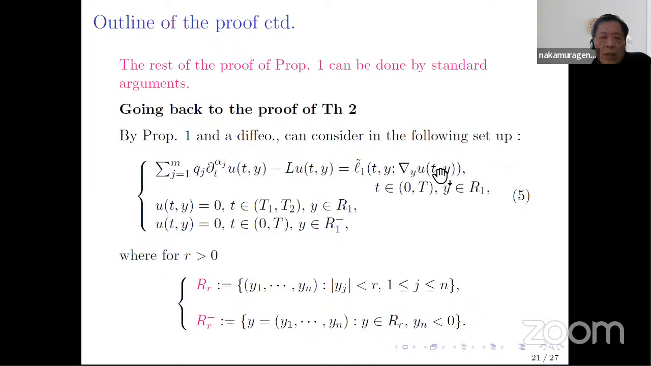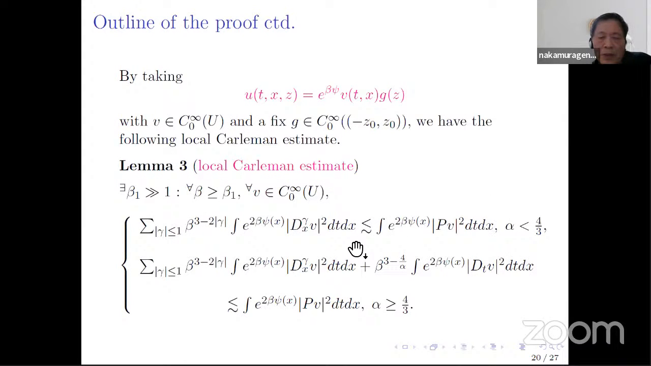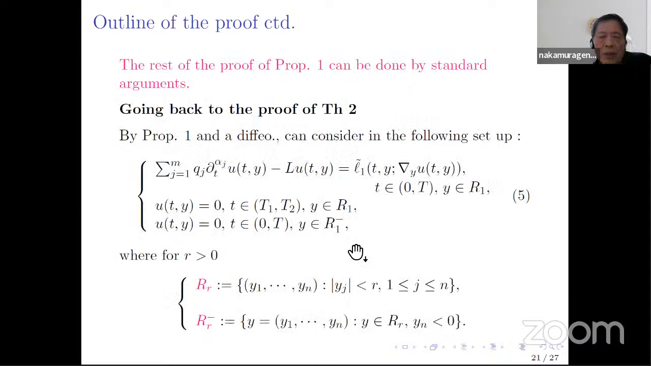Okay. Now going back to the proof of our theorem, that is the localized version of our classical UCP. From proposition 1, sorry, I forgot to say. Well, once having the Carleman estimate, the proof of the proposition can be done in a standard way. So we have proposition 1.